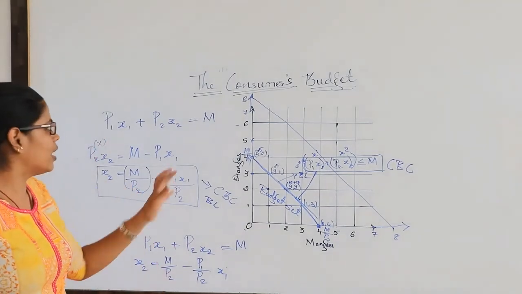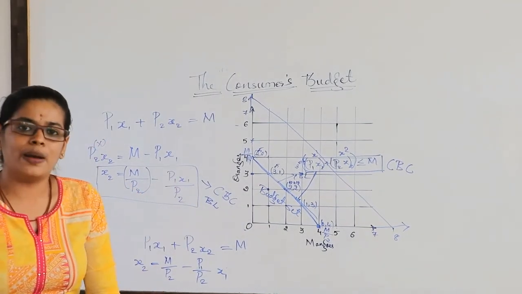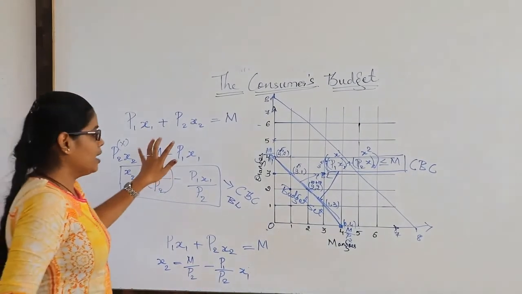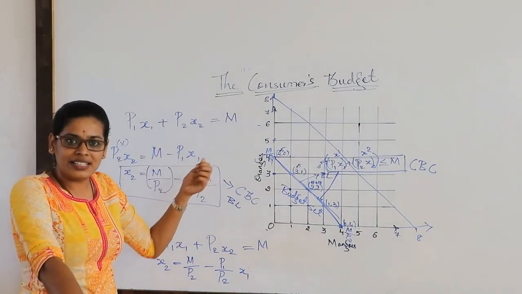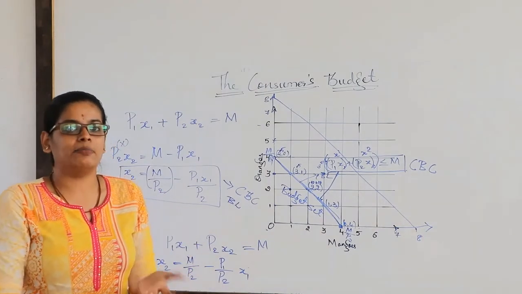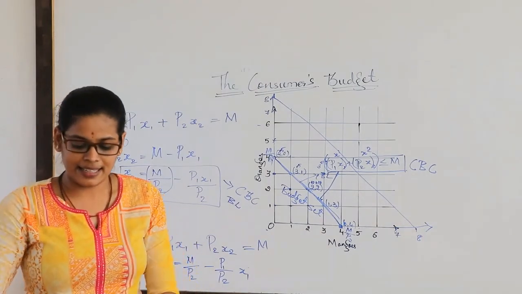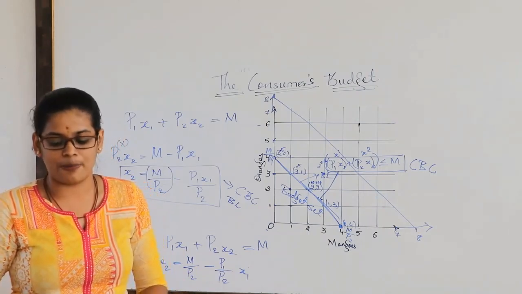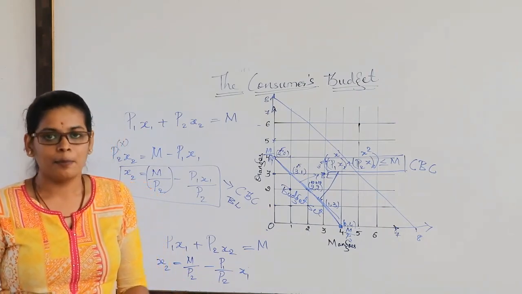I hope we have understood the consumer's budget better, wherein we have discussed the budget set and the budget line. In the next class, we will be discussing the next topic, which is the price ratio and the slope of the budget line.